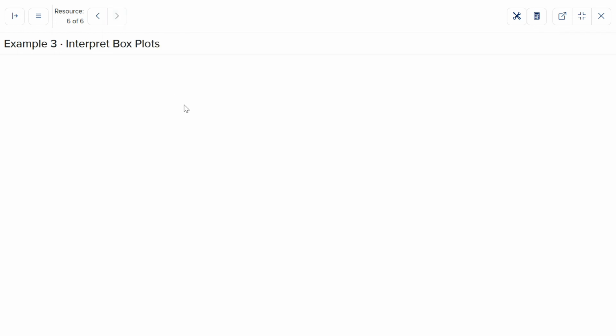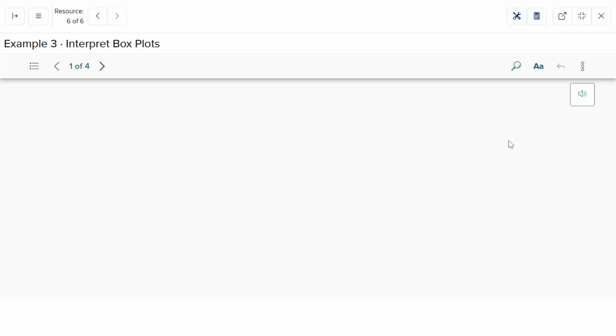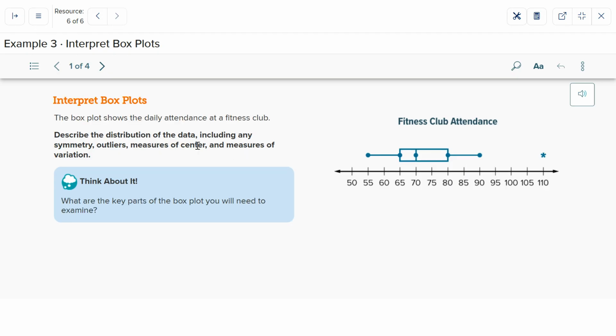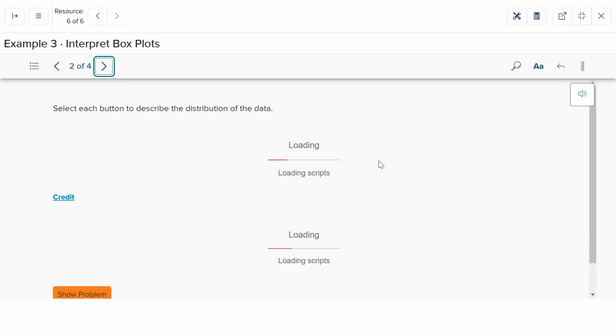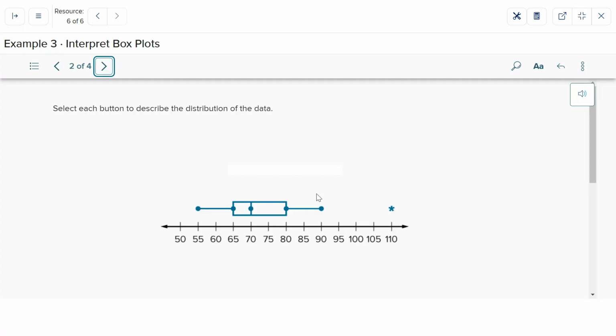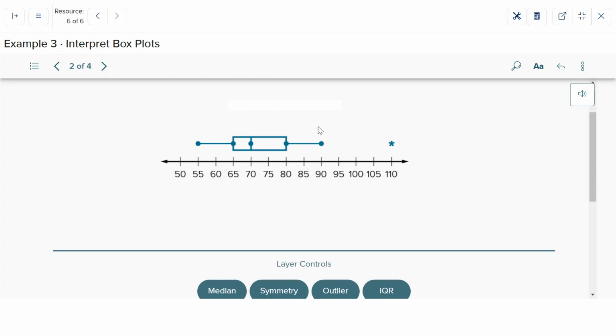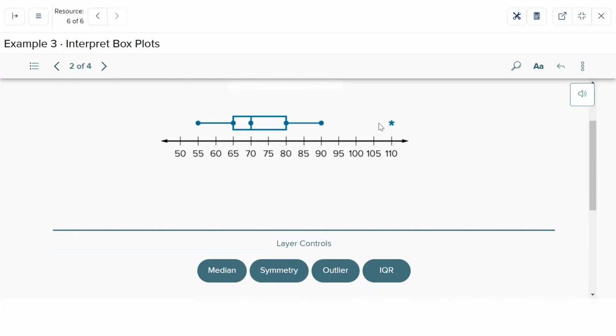Okay, and so that would also be considered not symmetric exactly because of this outlier over here. Okay. One more example here. Thank you for loading this time. Here is a box plot about fitness club attendance daily. We're going to describe the distribution of the data, including any symmetry, outliers, measures of center, and measures of variation. The measures of center being median, and measures of variation would be the quartile and interquartile range. So we've got our box plot here. There's supposed to be a title there. For some reason, there's not.